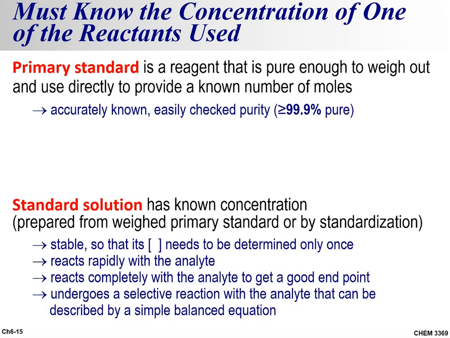In order for a substance to qualify as a primary standard, it has to meet certain requirements. Okay, so it has to be of high purity. The concentration has to be accurately known for a primary standard. It has to be more than 99.9% pure.